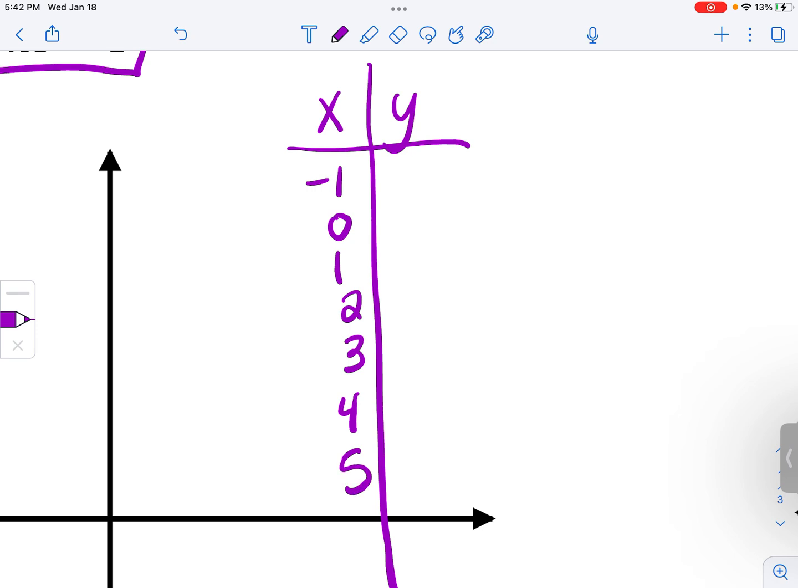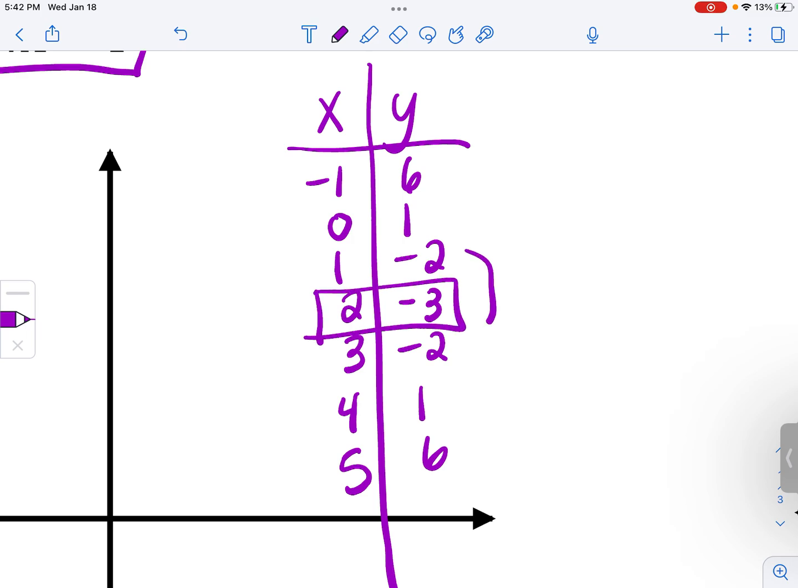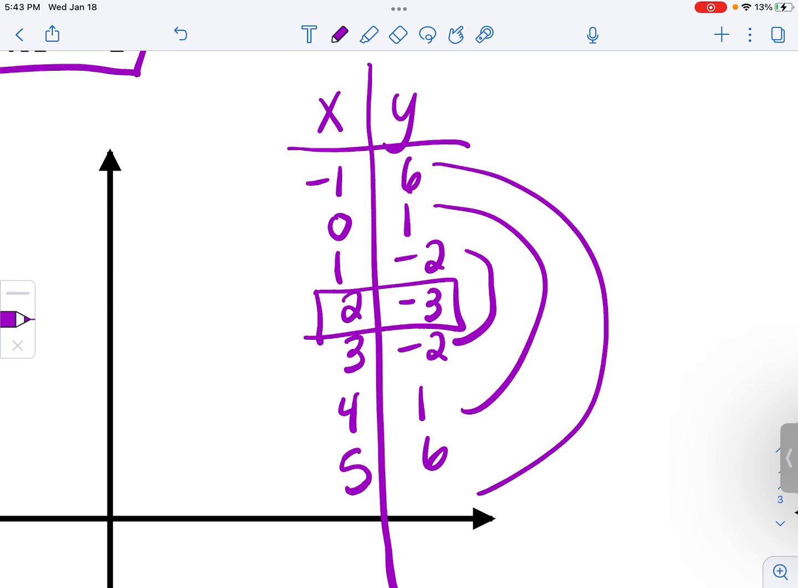Okay, so we have (-1, 6), (0, 1), (1, -2), (2, -3), (3, -2), (4, 1), and (5, 6). Here's my vertex, because here's the rainbow. -2 matches with -2, 1 matches with 1, 6 matches with 6.